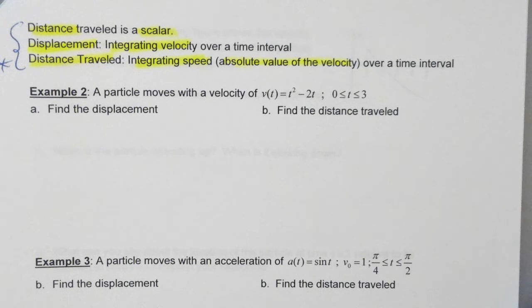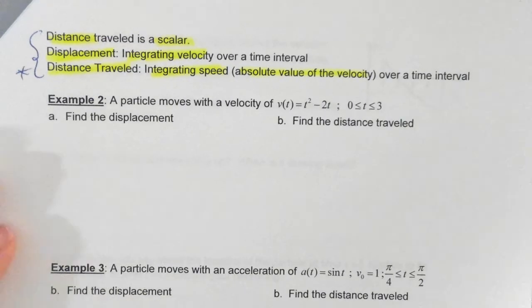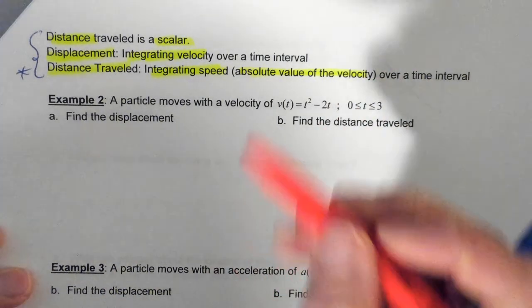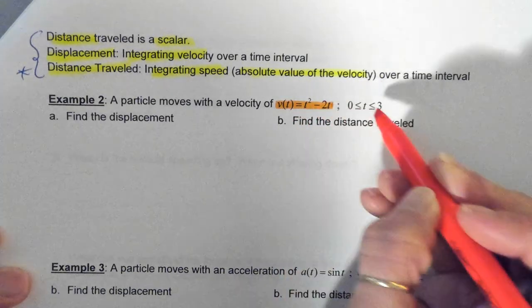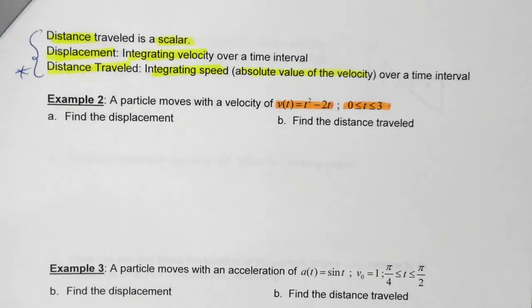Okay? All right, so we're given this problem that says that a particle moves with a velocity of t squared minus 2t over the given time interval. So my first question to you is, if I asked you to graph the velocity function, what would it look like? It's a parabola, t squared, right?